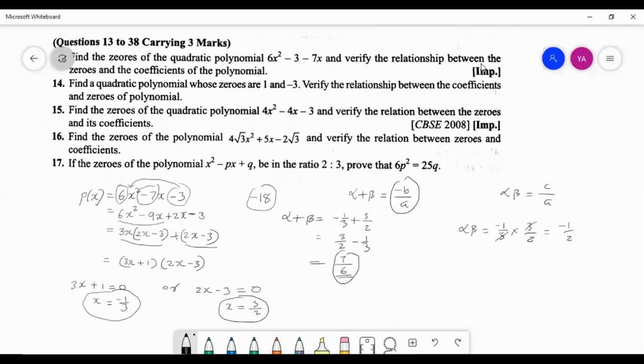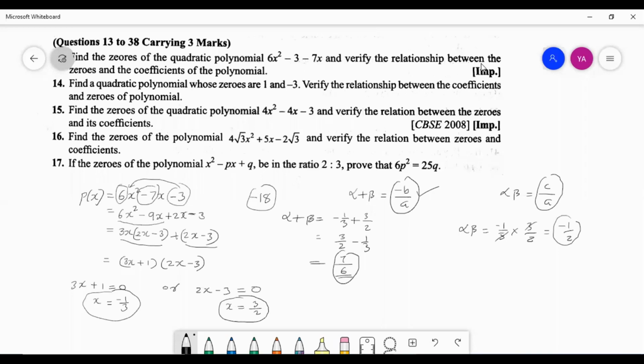B is 7, right? So minus b by a is 7 by 6. So the first is verified. Alpha plus beta is equal to minus b by a. Both are 7 by 6. And the second one, alpha into beta, is minus 1 by 2. Is c by a also minus 1 by 2? Check it. C by a.